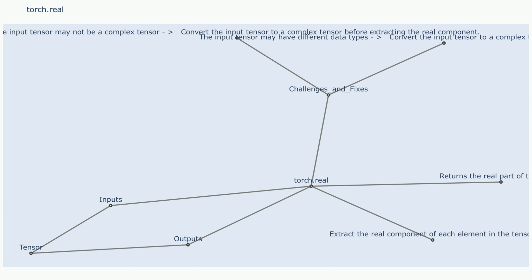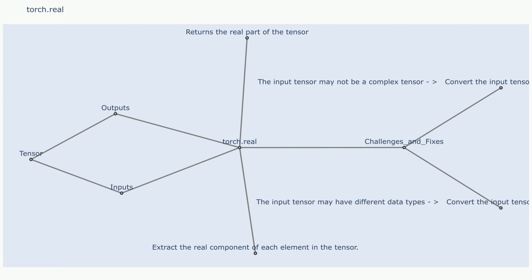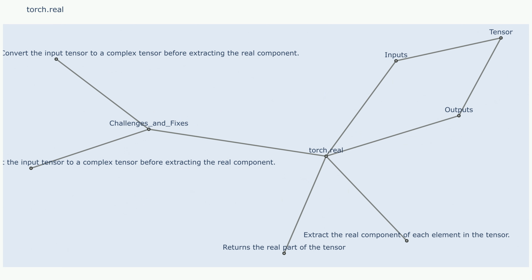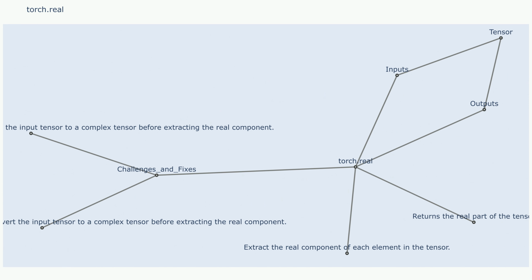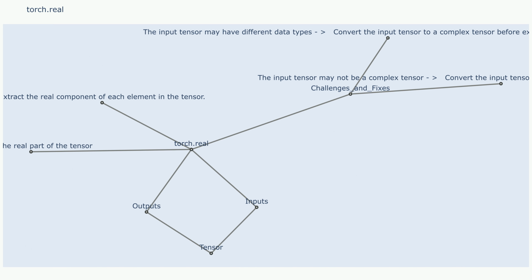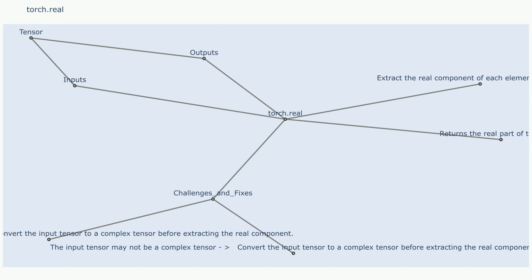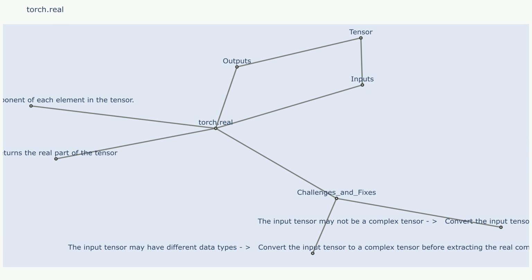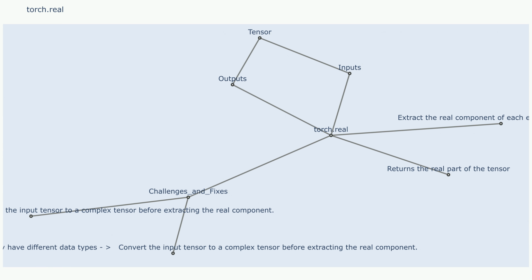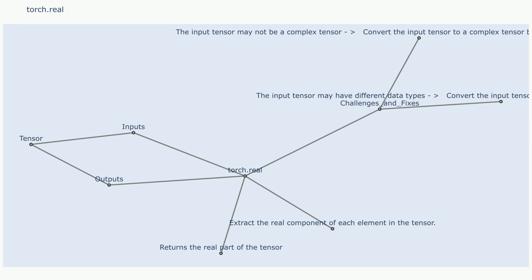Output 2: none. Steps. Step 1: the function iterates through each element of the input complex tensor. Step 2: for each element, it extracts the real part and stores it in a new tensor. Challenges and fixes. Challenge 1: input tensor is not a complex tensor. Sample use case that resulted in challenge 1: passing a regular float tensor as the input. Fixes to challenge 1: ensure that the input tensor is a complex tensor.